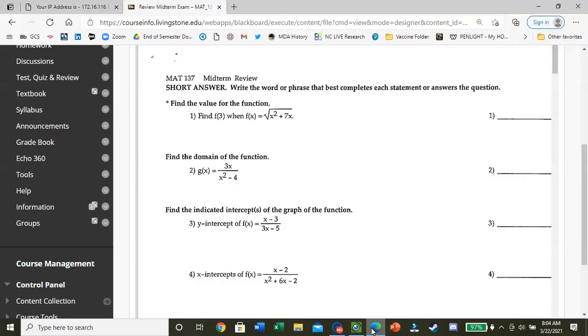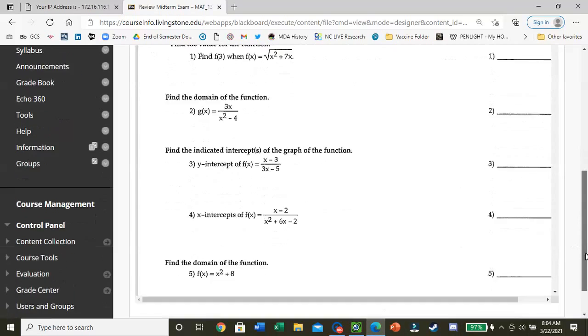We were continuing with our review of the midterm, and we got up to problem 14. So let's take a look at that.